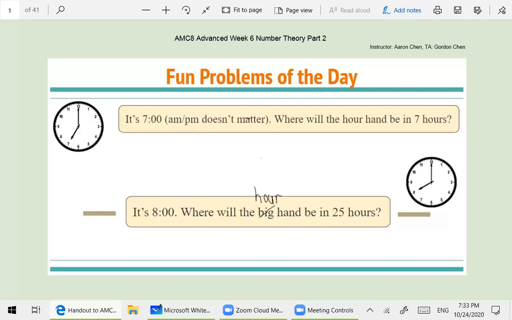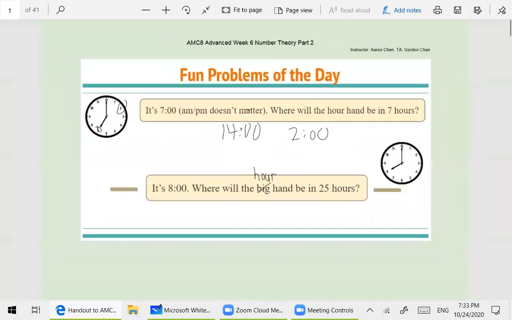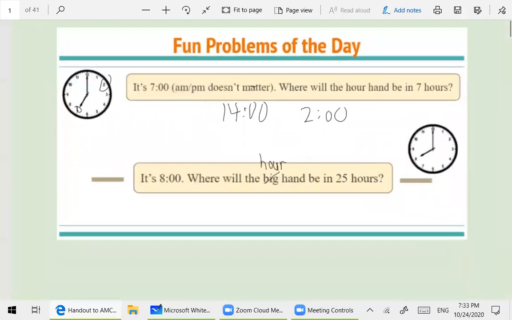Okay, so for the first one, initially the hand is at 7, and then you add another 7, which gives you 14 o'clock. But 14 o'clock isn't a real time, and instead 14 o'clock would be 2 o'clock. So the hour hand's going to be at the 2 in 7 hours.